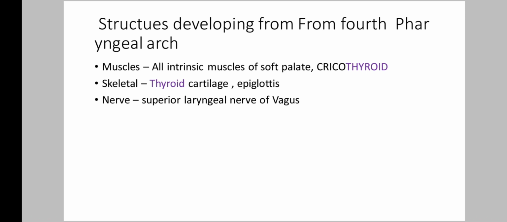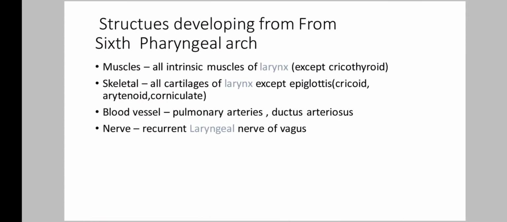The muscles which are derived from the fourth pharyngeal arch are all the intrinsic muscles of the soft palate and cricothyroid. The skeletal derivatives are thyroid cartilage and epiglottis. The nerve supply is the superior laryngeal nerve, which is a branch of cranial nerve 10, that is the vagus nerve.